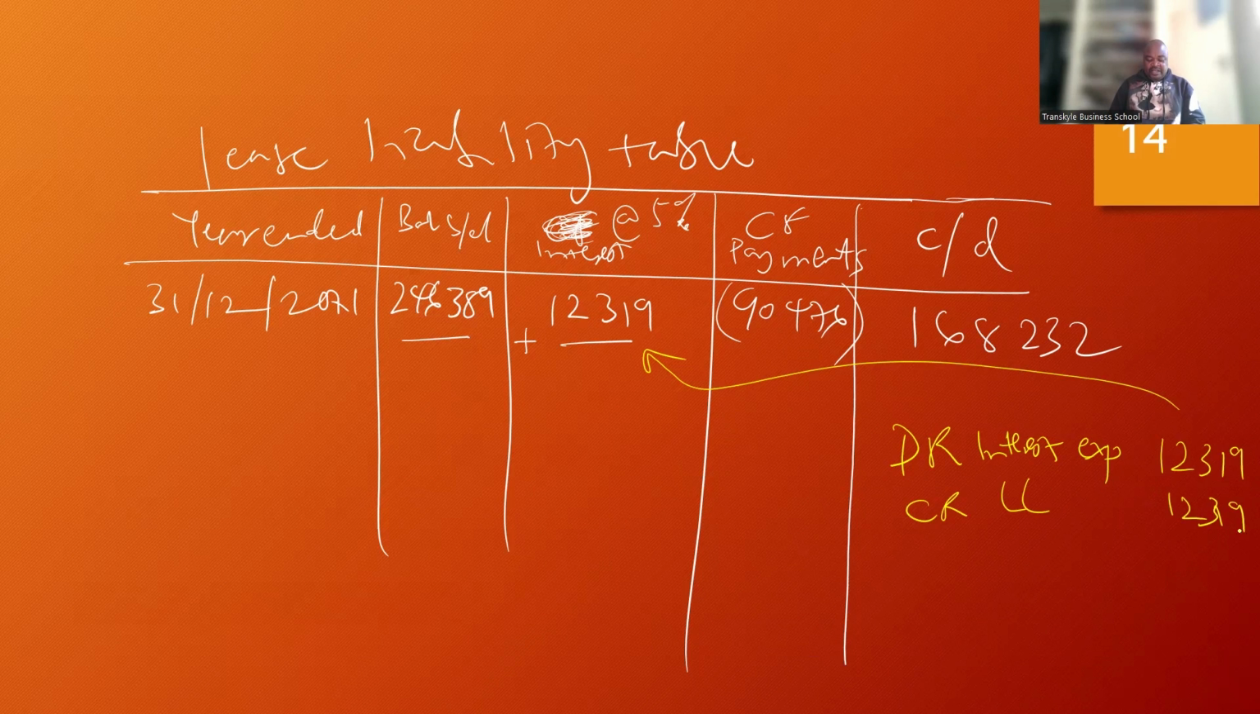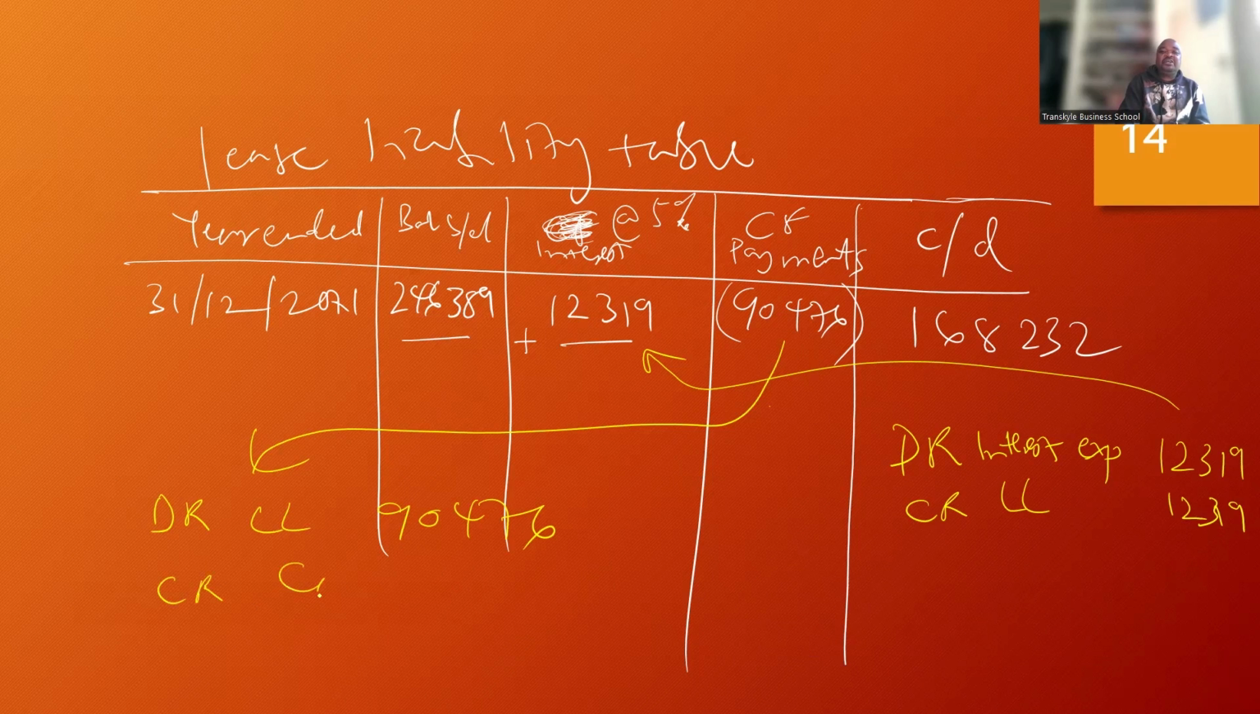And when we make the payment here, the payment of 94,476, we are reducing the liability. So we are debiting lease liability with the same amount, 94,476, and we are crediting cash, because cash is leaving us as we make the lease payments or the rentals.